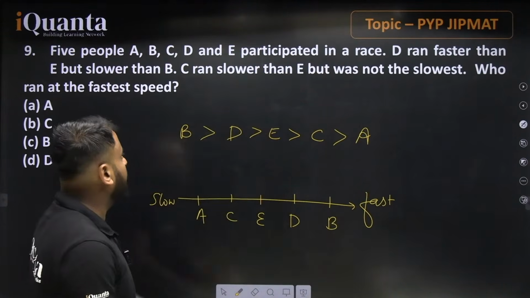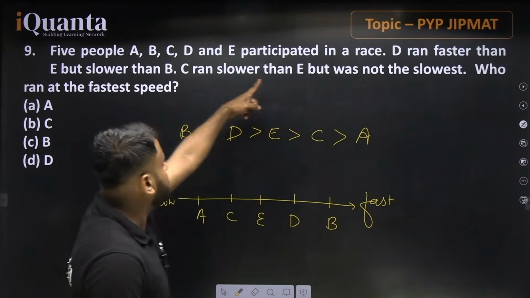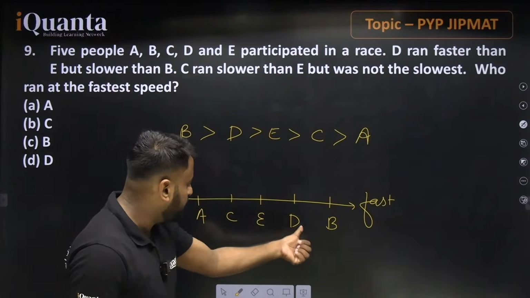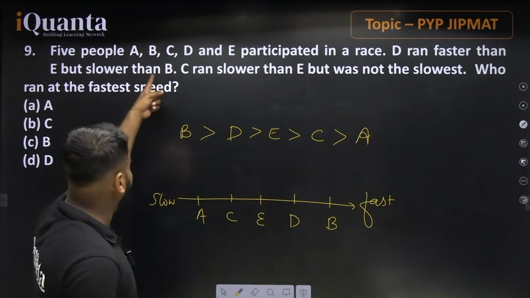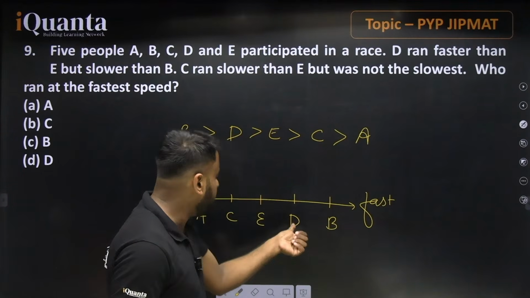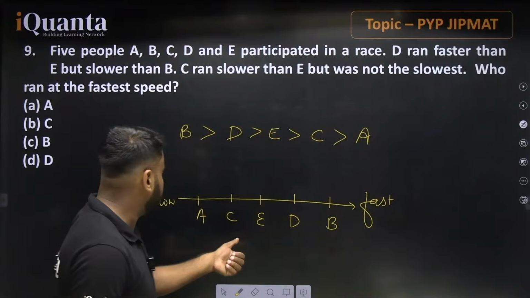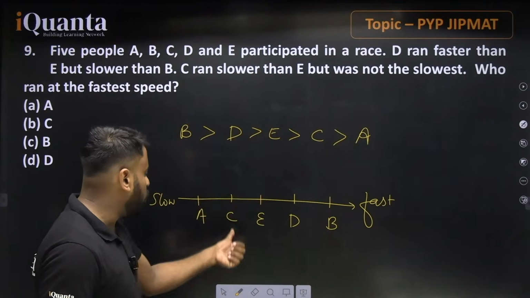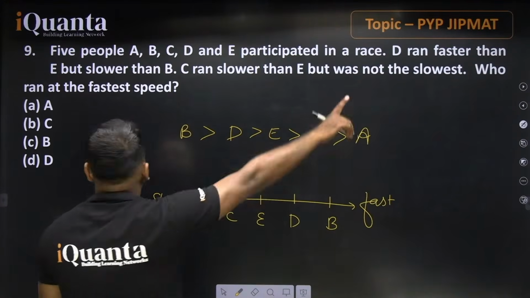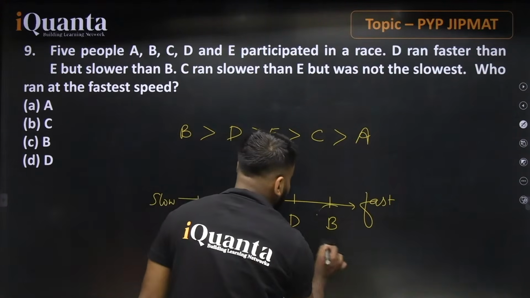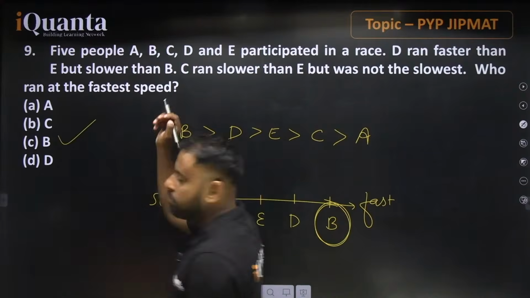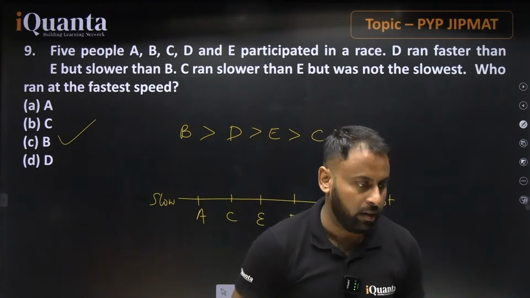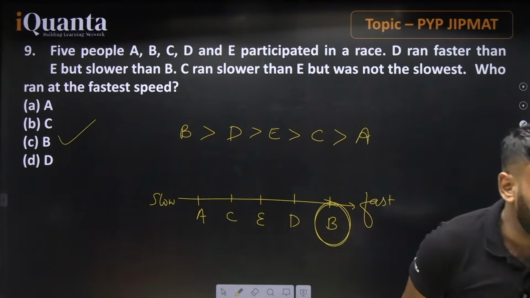Now you can check. D ran faster than E. Yes, D ran faster than E, right? And but slower than B, correct? Similarly, C ran slower than E, right? But was not the slowest. But C is not the slowest. It means A is the slowest. Now the question is, who ran at the fastest speed? Fastest speed, B, option number C is the right answer, right? Perfect. So this was the correct answer.